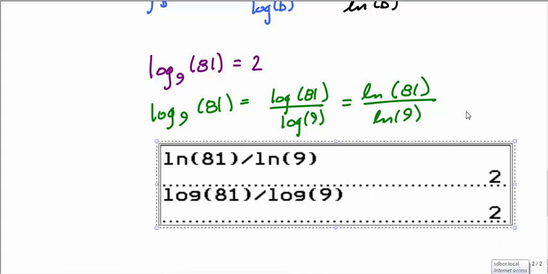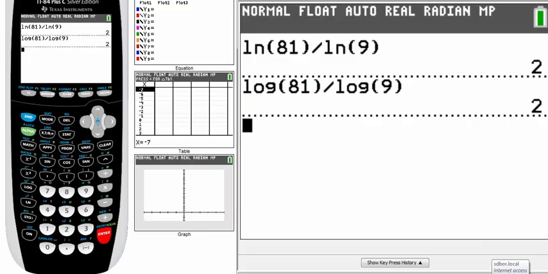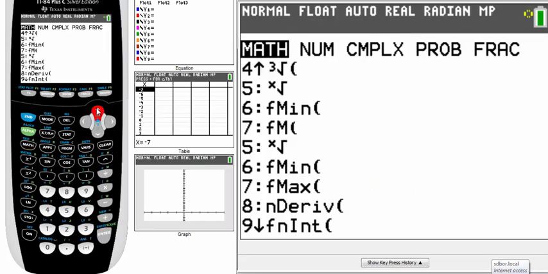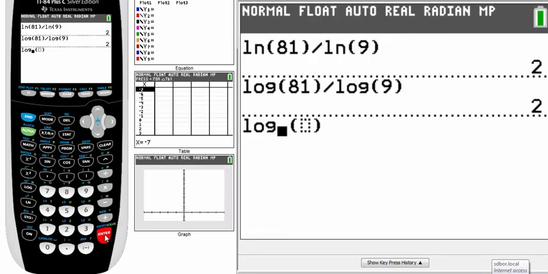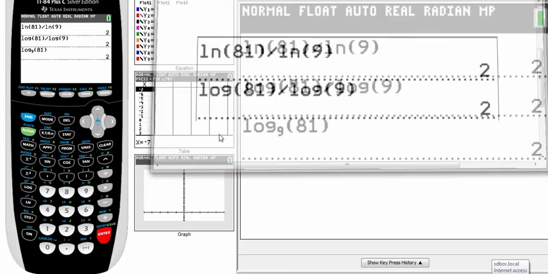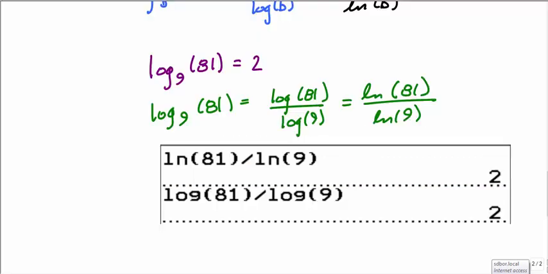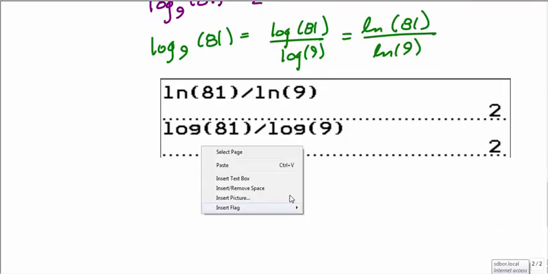Now if your calculator has a log base key, log base 9 of 81, you could just go ahead and use that. So in my calculator it's math, and you can scroll up or down to get to log base. So log base 9 of 81 should be 2. And so that's another one that I have here. If you have the log base key on your calculator, it's really handy for checking answers and for graphing.